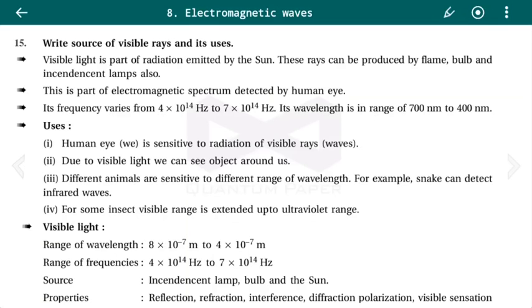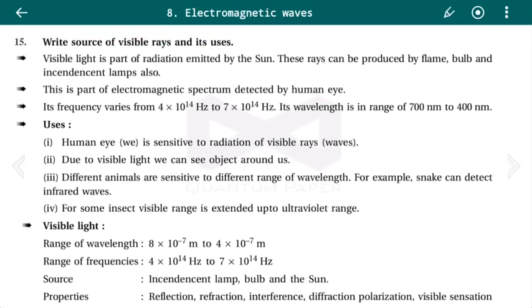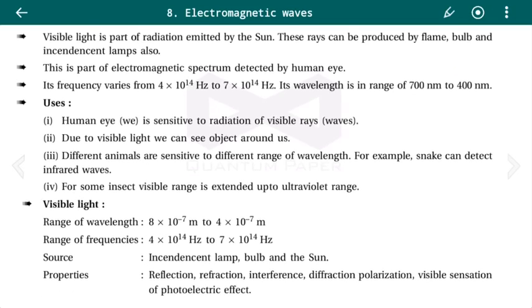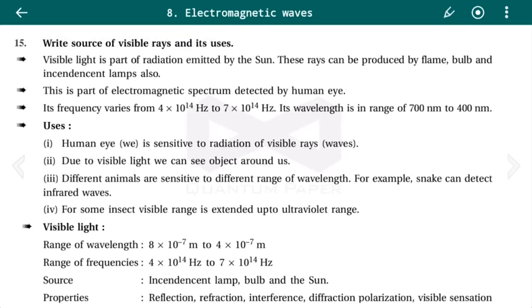Visible light is part of radiation emitted by the sun. These rays can be produced by flame, bulb and incandescent lamps also. This is a part of the electromagnetic spectrum detected by the human eye. So the radiation that we are getting from the sun is called the visible light. We can also call it the visible rays.